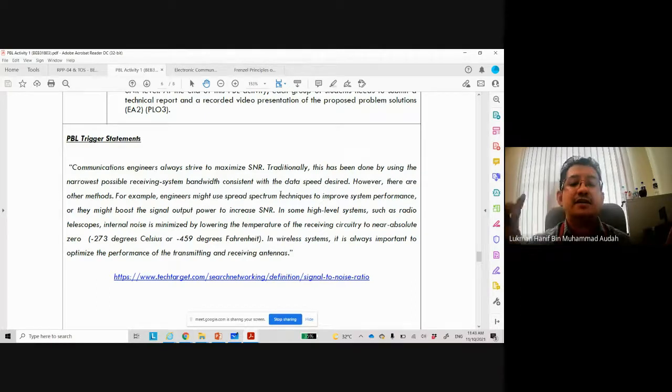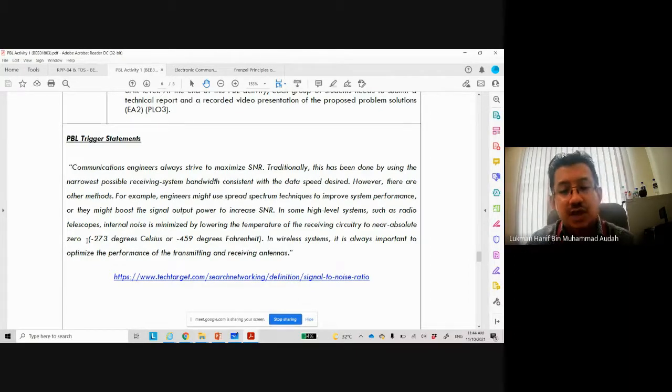Okay, so ada banyak kaedah sebenarnya, seperti menggunakan filter. Then we can increase the signal level using the amplifier, or we can use spread spectrum techniques, where we spread the power across the larger bandwidth. So ada macam-macam techniques, a lot of techniques. You can explore. In some high-level systems such as radio telescopes, internal noise is minimized by lowering the temperature of the receiving circuitry to near absolute zero. Ini pun salah satu caranya, kerana noise power berkadar terus dengan temperature. The higher the temperature, the higher the noise power. So if we reduce the temperature to absolute zero, we're going to reduce a lot of noise.